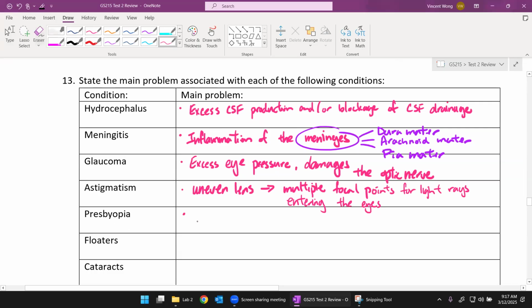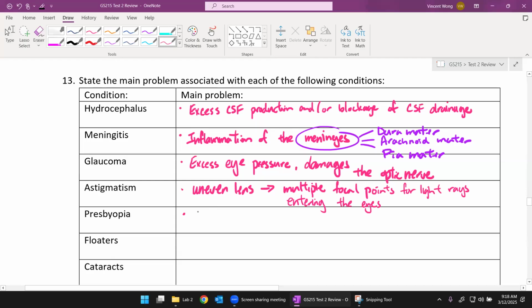Presbyopia. Presbyopia is... There's another question. Oh, no, the eye is shaped differently for farsightedness and nearsightedness. Okay, it's like getting too long or too short. But for astigmatism, it's mostly the problem at the lens level. Yeah.